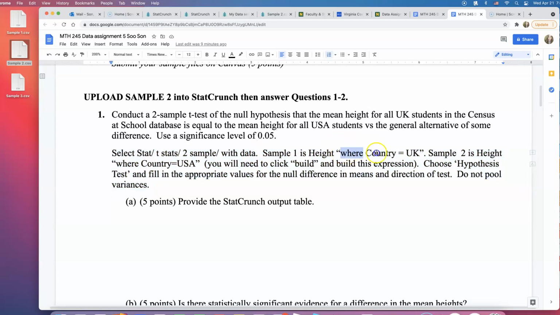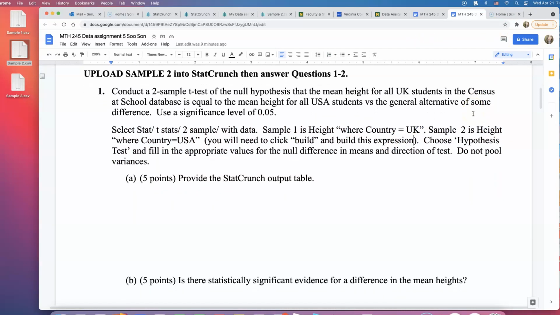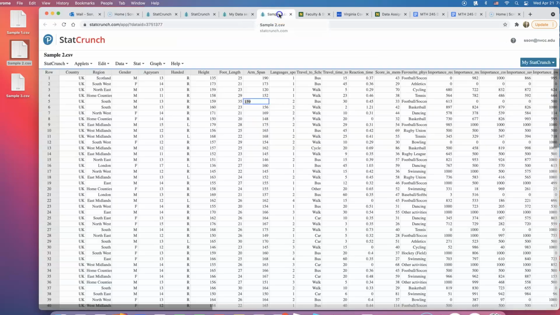How about I go ahead and, well, you know what? Hold on. Maybe I can have both screens open. And it says choose hypothesis test and fill in the appropriate values for the null difference in means and direction of test. Do not pool variance. We don't pool variance because I guess we're not assuming the population variances are equal here.